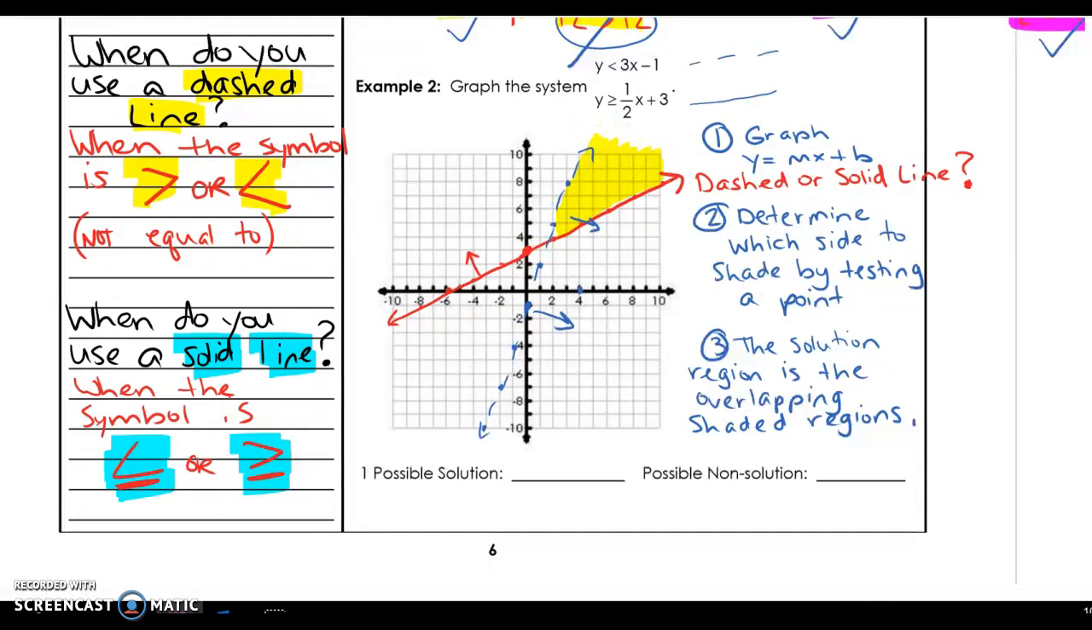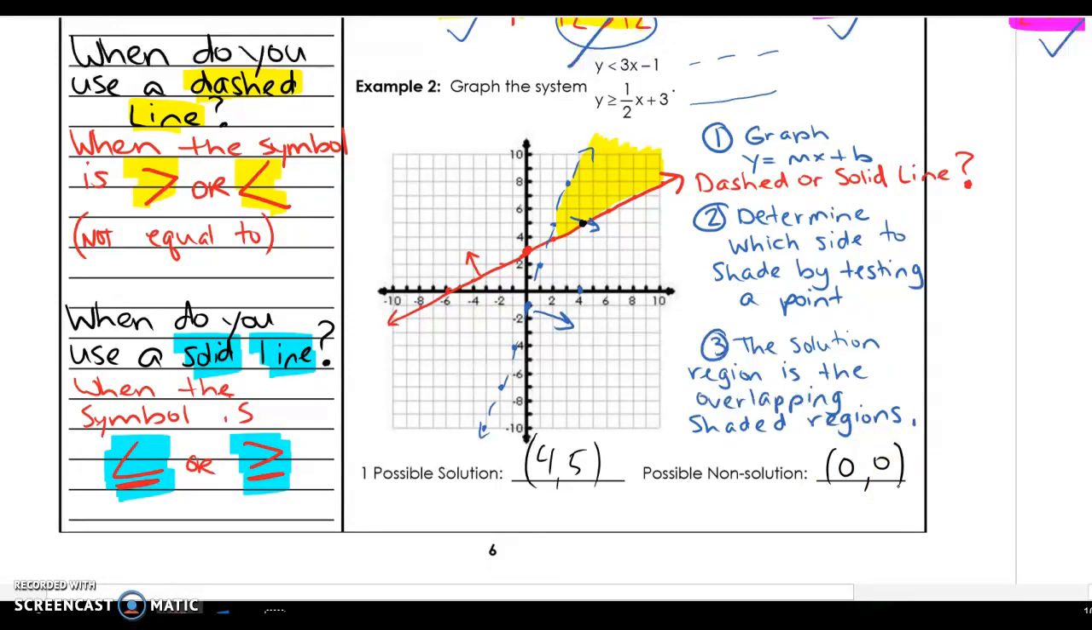So I could pick a point like (4, 5) and say that's a possible solution. I could also plug it into both of the inequalities and make sure it works. 5 is less than 12 minus 1. That's a true statement. 5 is greater than or equal to half of 4 is 2, 2 plus 3 is 5. 5 is equal to 5. And since we have greater than or equal to, that's a true statement. And then anything not in that highlighted region would be a possible non-solution, like (0, 0).